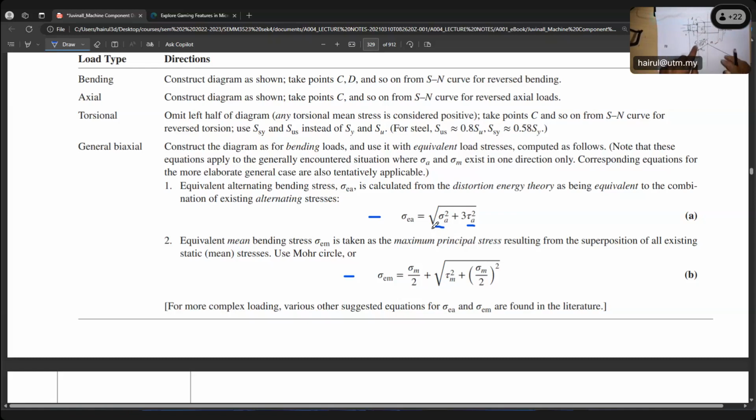This is sigma bending, but it also needs to be multiplied. Not just here; the shoulder is less critical than the most critical case, but even so, this 32 times the moment at this shoulder over pi d cubed must be multiplied by the Kf value. Kf means fatigue stress concentration factor. So what is fatigue stress concentration? The fatigue stress concentration factor.